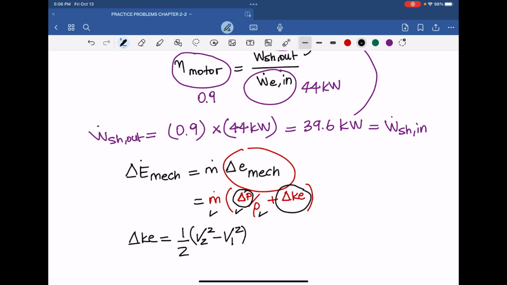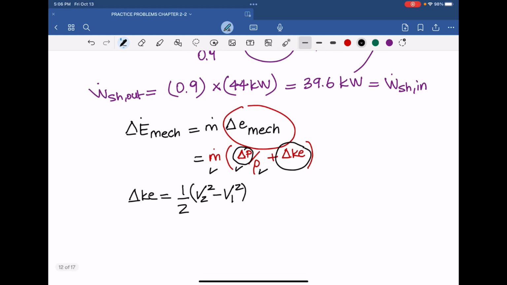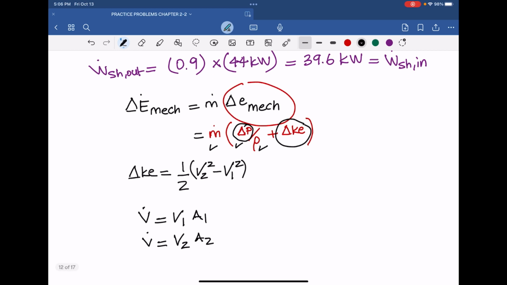Well, we don't know the velocities, but here is the thing. We know the volumetric flow rate throughout the pump. So this should be equal to V1 times area, or this should also be equal to V2 times area, because the volumetric flow rate throughout the system is the same. Density is the same. Mass flow rate through the pump is the same at the inlet and the exit. But what is changing is the cross-sectional area, which is different at the inlet and the exit. And that is causing a change in the velocity.